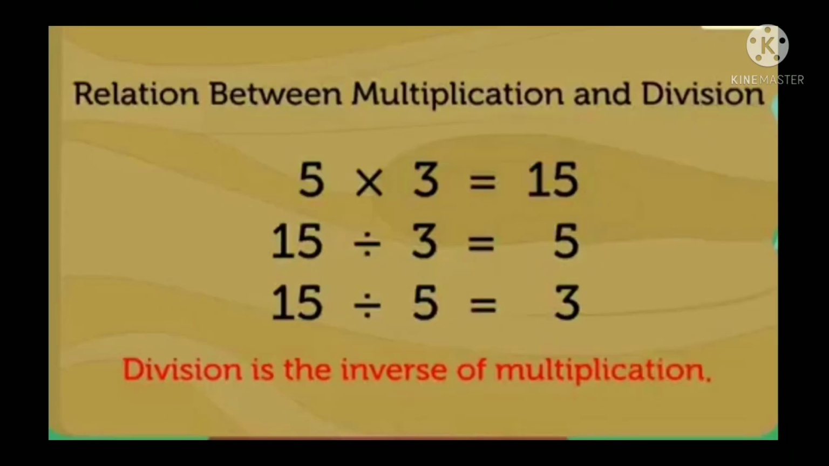Now I am going to tell you with another example. 5 multiplied by 3 is equal to 15. For writing the division fact for this multiplication, we write the product as the dividend, and if we take either of the factors, 5 or 3, as the divisor, we get the other factor as the quotient. From here you can see 15 divided by 3 gives 5 as the quotient, and 15 divided by 5 gives 3 as the quotient. One more thing, we can say division is the inverse of multiplication.